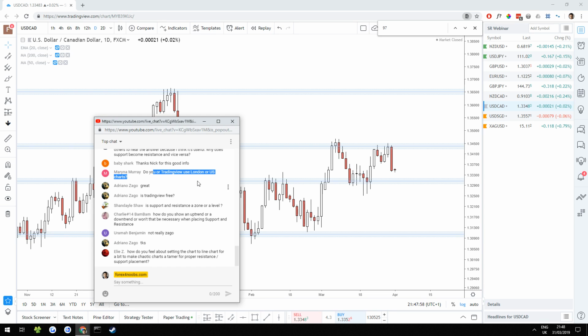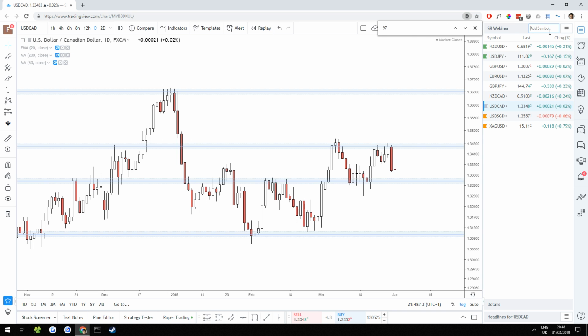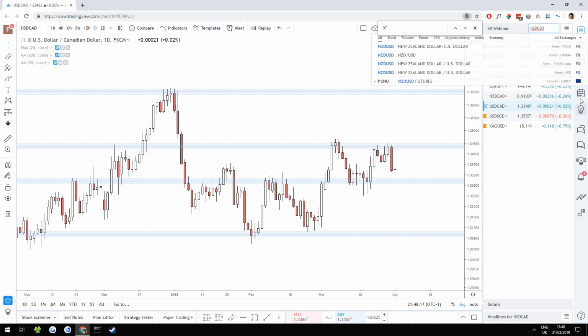Do you use TradingView on US? That's, I guess, a kind of related question because it's using the same charts as me. I use the FXCM feed on TradingView. TradingView has multiple feeds. So when you put in a pair, for example, New Zealand USD, you'll have several options: FXCM, Oanda, Forex.com, ICE, or whatever this is. That's just futures. Don't worry about that one. I use the FXCM feed for all mine.